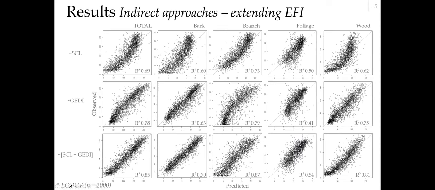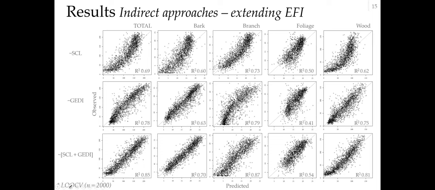So the results of those 3, 4, 5 scenarios, the indirect approaches, were variable depending on the attribute that we look at. We had roughly, I think, 2000 JEDI footprints with coincident airborne LiDAR, where we applied the airborne LiDAR models to those locations. At the top here, we have the models developed with the spatially comprehensive layers, in the middle the JEDI only, and then the combination of the two at the end here.